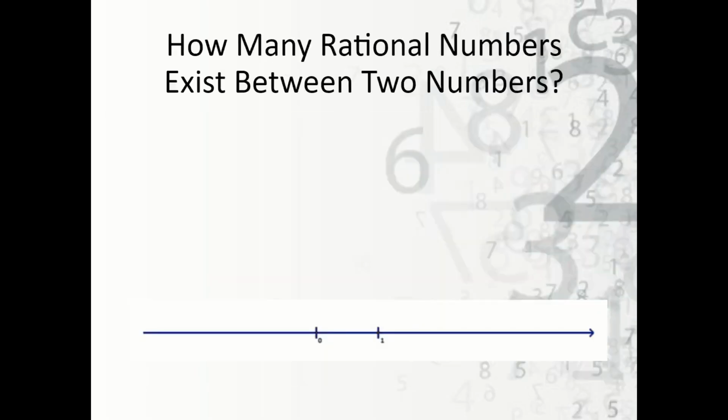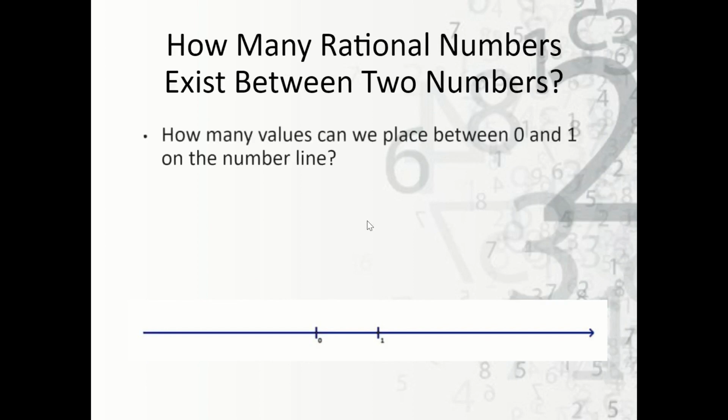Now we're given a number line here, and it says how many rational numbers exist between 2 numbers. So how many values can we place between 0 and 1? Well, we can do like a half, right? Then we could cut that in half. That would be a 4th. Then we could cut that in half. That would be 1/8. Then we could cut that in half, and it would be 1/16. Then we can cut that in half, and it would be 1/32.